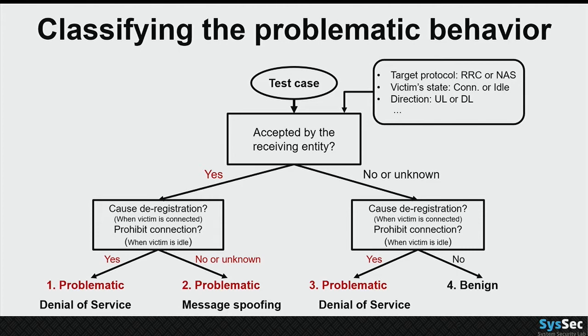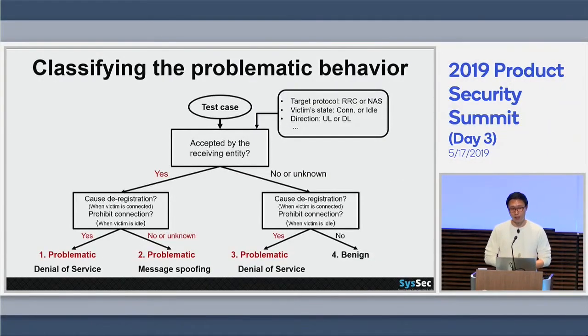Otherwise, if it does not trigger deregistration, then it goes to the problematic behavior, which enables message spoofing attack. And go back to the first decision phase. If the test case is not accepted, or there's no response from the operational LTE network, then the result may be either the problematic behavior or benign case, depending on the UE state changes. So the key point here is that only the test cases that have no response from the operational network and no UE state changes are classified as benign case.